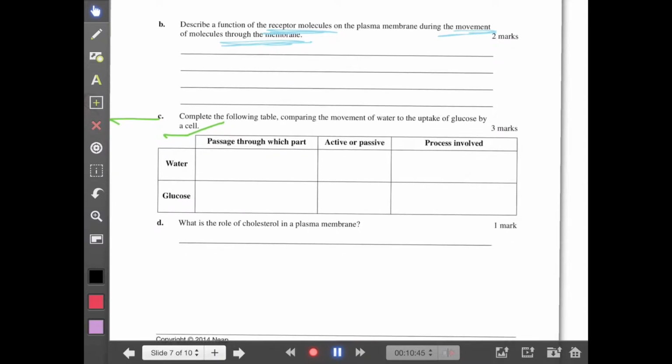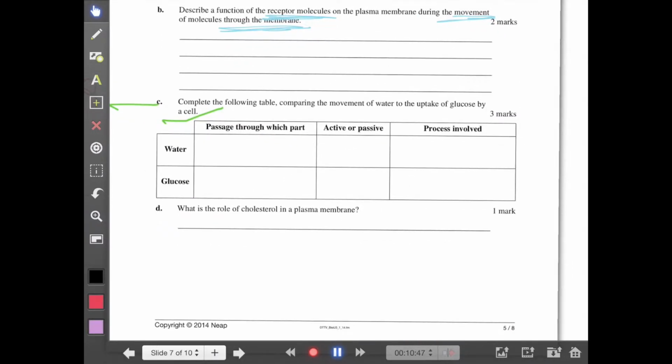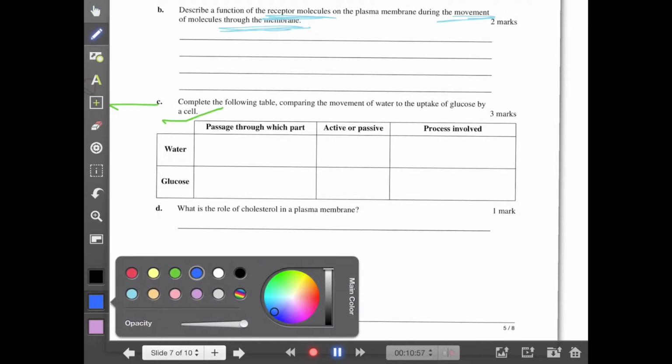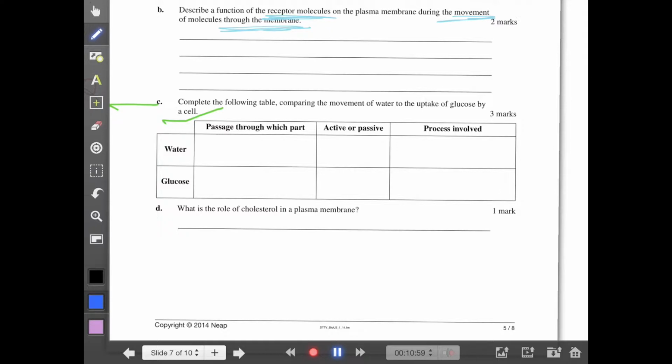Okay, so complete the following table, comparing the movement of water to the uptake of glucose by a cell. All right. So water, we know the process for water moving across is osmosis. So that's something that we can definitely write in there straight away. Okay, active or passive, does it require energy or not? The movement of water is always going to be passive.